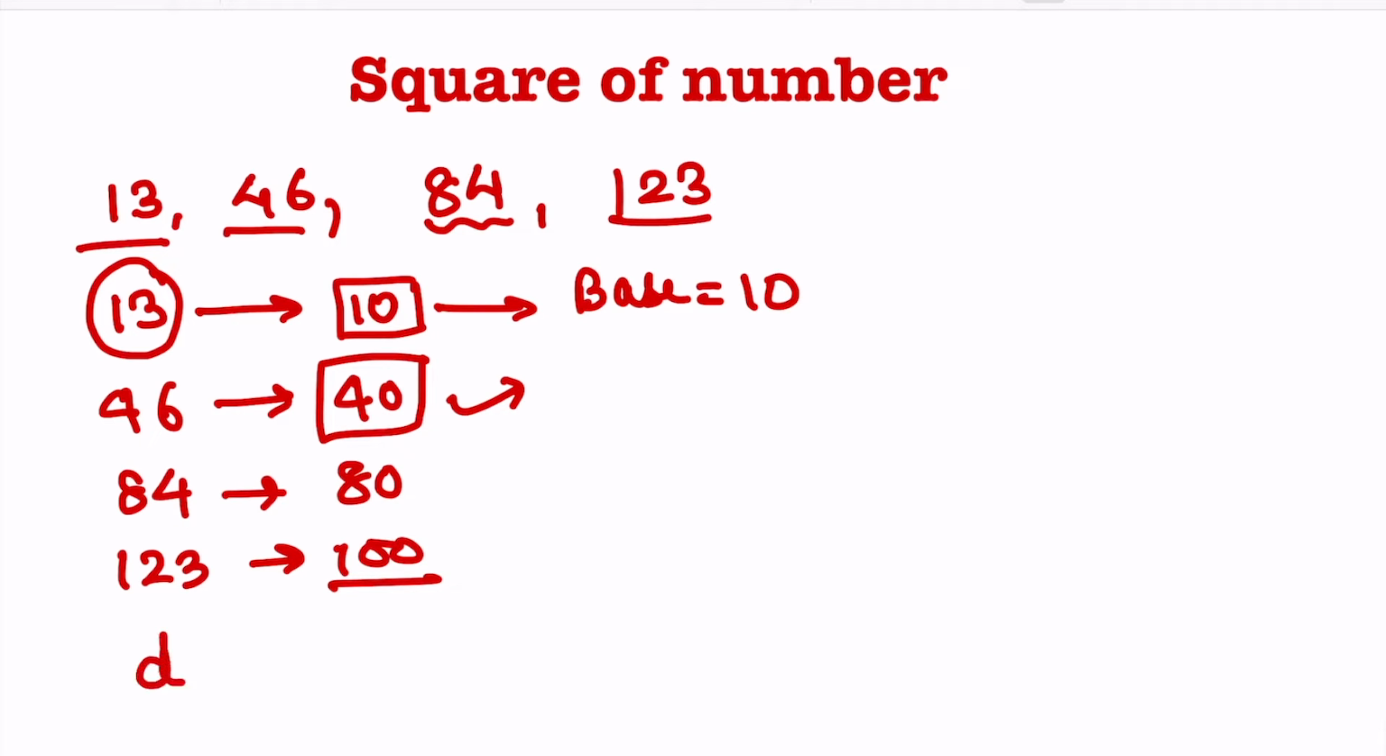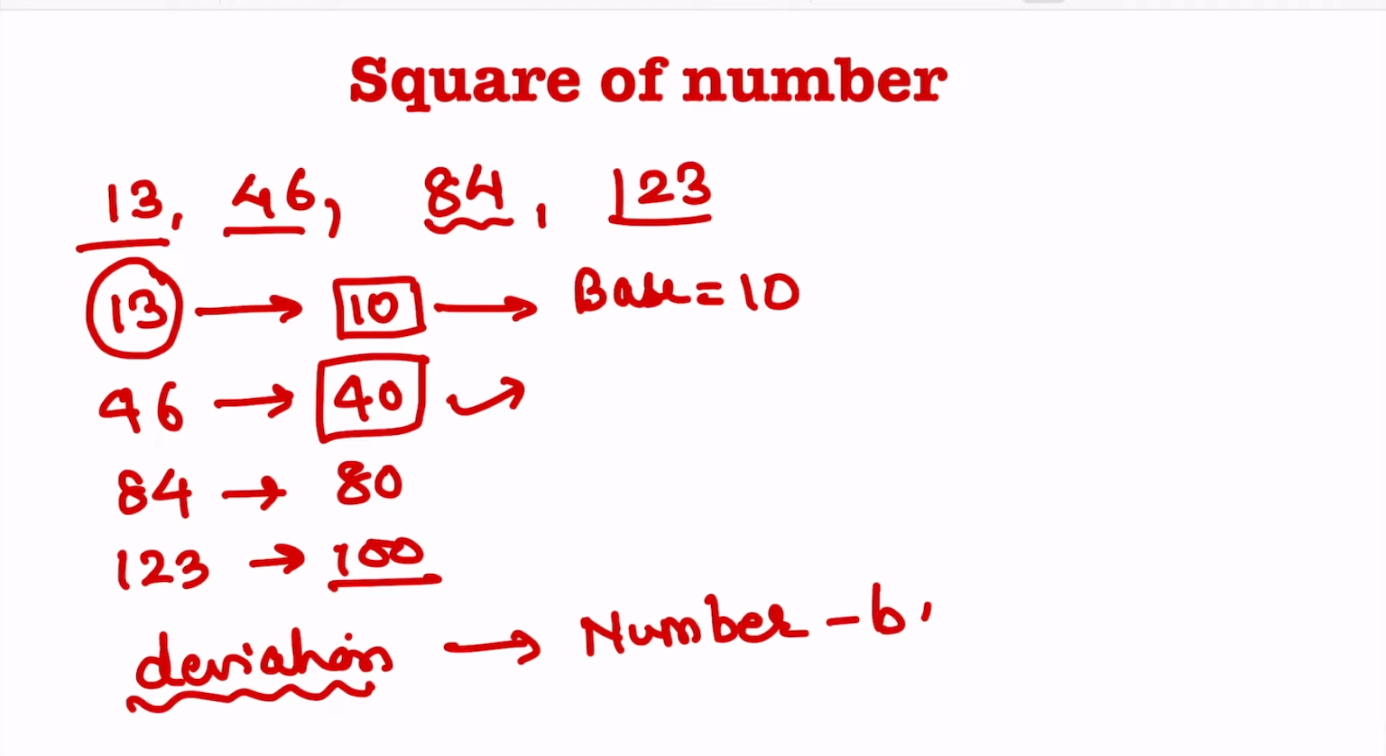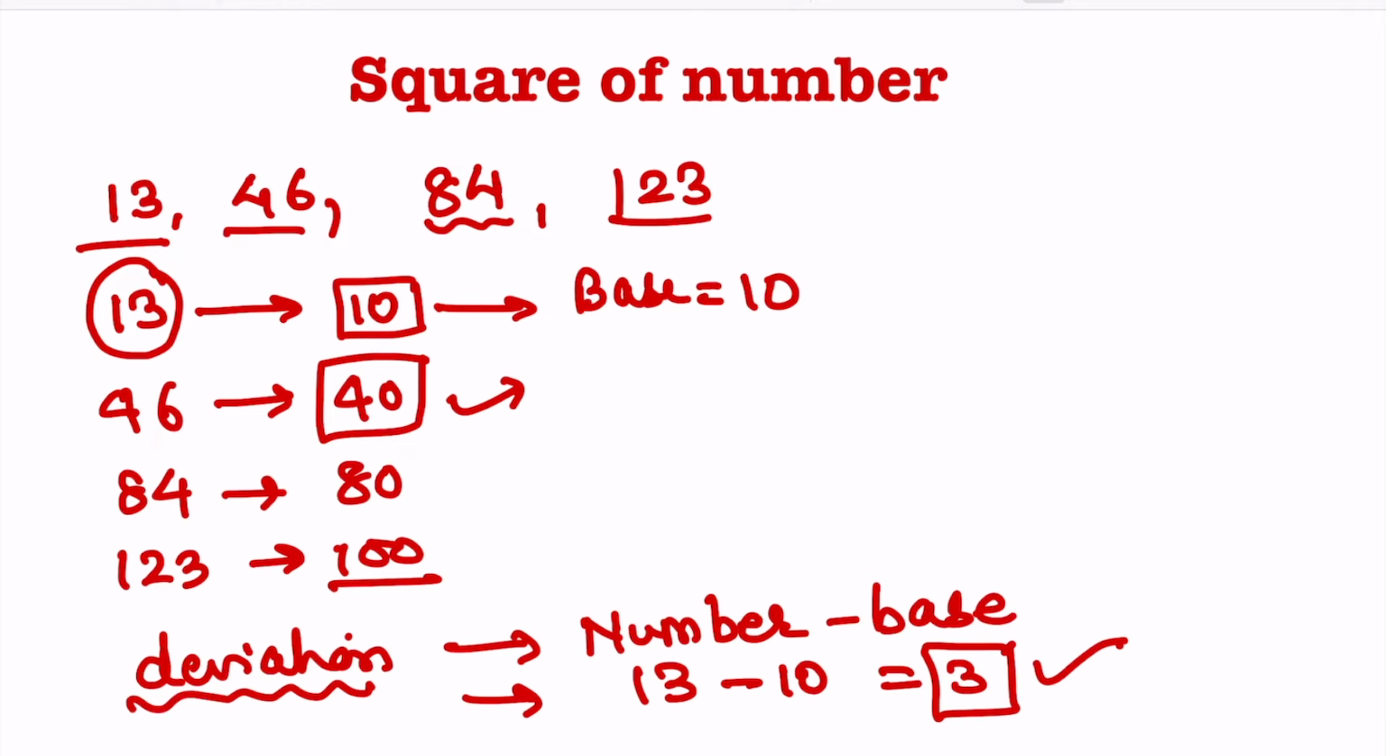Now what is deviation? Deviation means the number minus base. In case of 13, the deviation will be 3. So in order to calculate the square of a number by using Vedic method, we have to find out the deviation of a number and the base of the number. Then by using these two concepts, we can find out the square of any number orally.